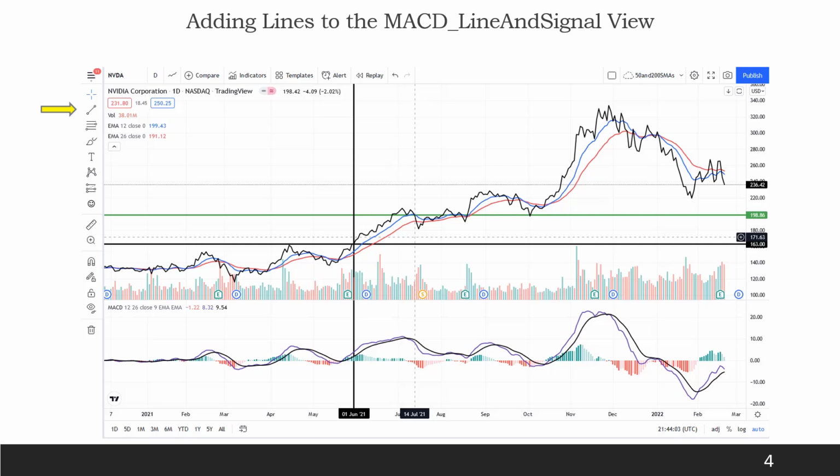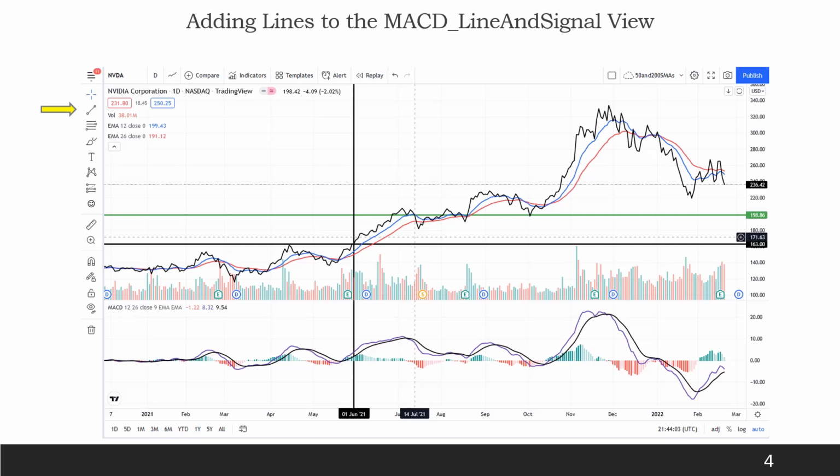This MACD_line and signal view in the TradingView charting platform is different from when we saw it in the last lecture. The buy date now has a black vertical line. The buy price now has a black horizontal price line. The long-term flexible target price now has a green horizontal price line.